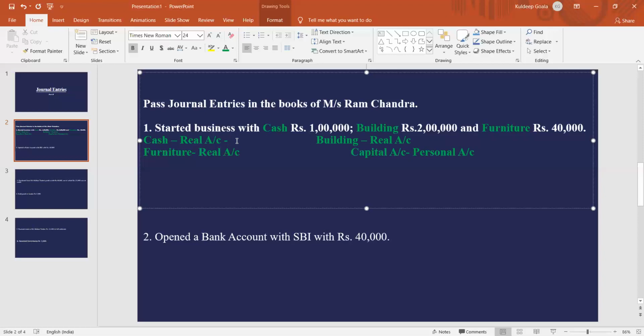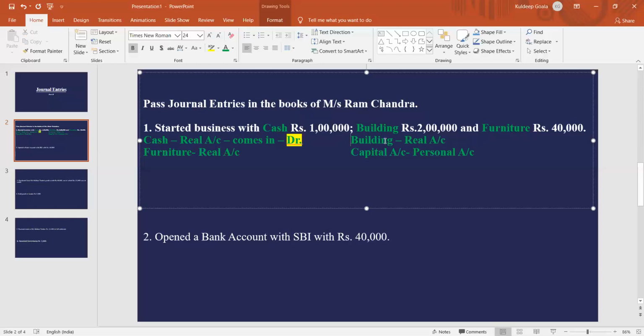So cash is coming in the business. So cash is coming in, and we know it is debit, right? So cash will be debit. Comes in, debit. Is it clear? Then after that, the next one, building.